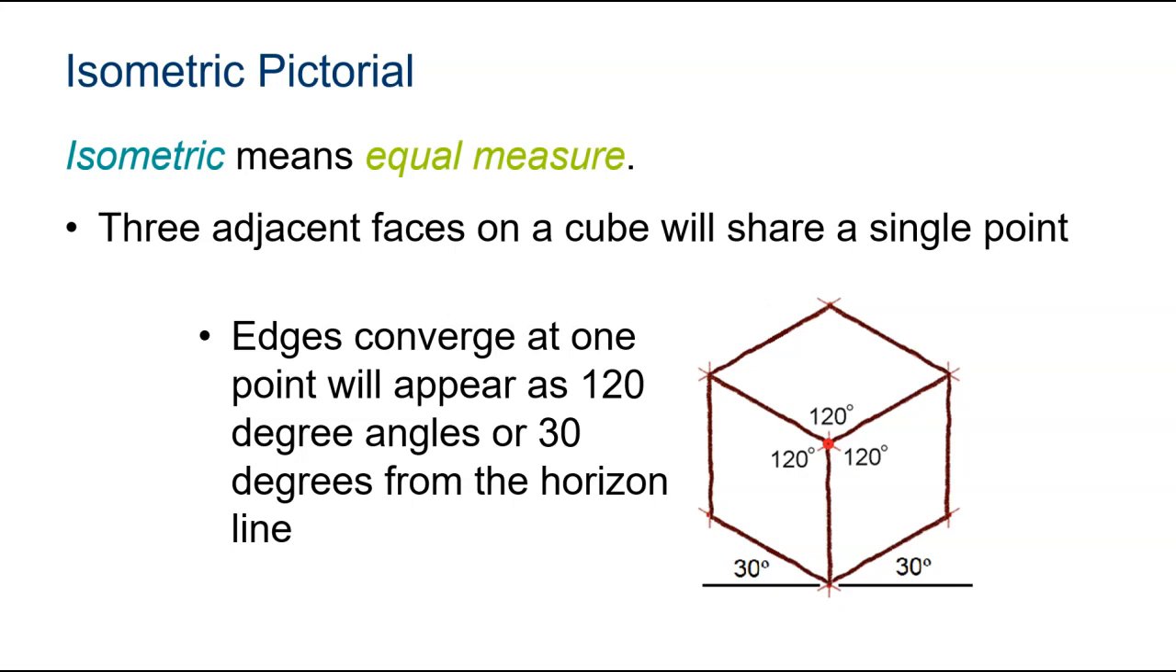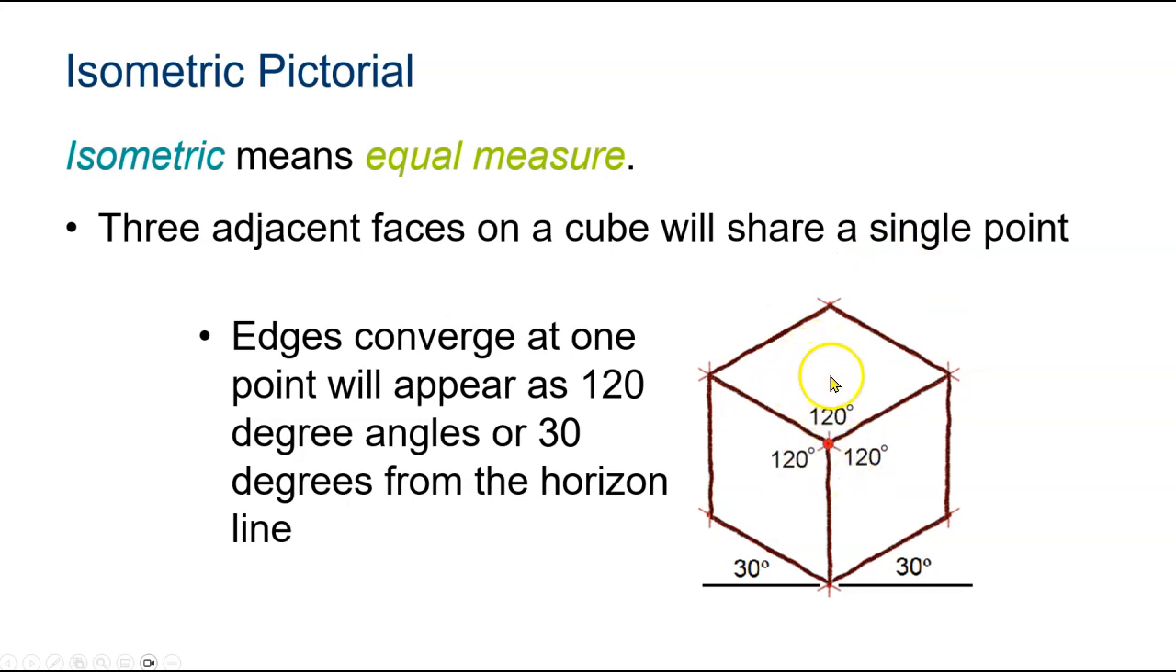Hello, engineering students. In this lesson, you're going to learn about isometric pictorials and begin sketching isometric parts. Isometric means equal measure. So here we have an image of a cube. The three adjacent faces on the cube will share a single point.